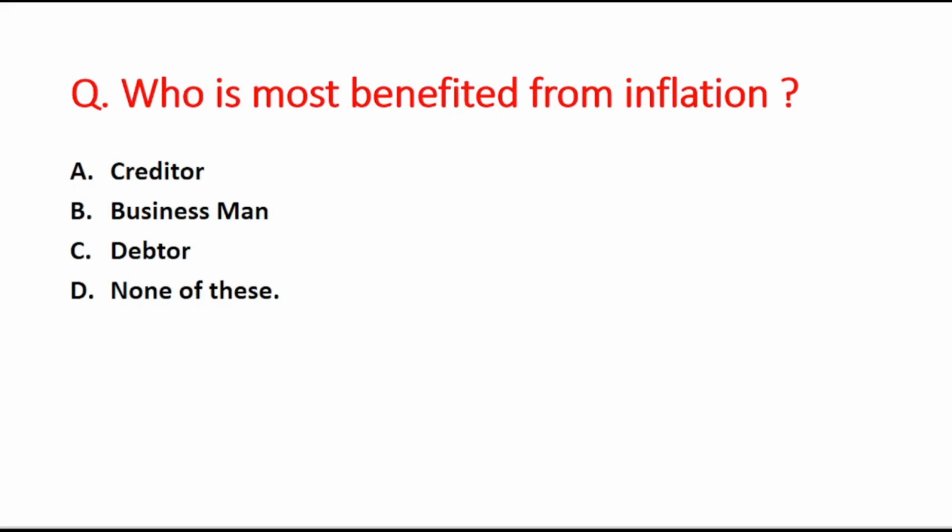Next question is, who is the most benefited from the inflation? A option is creditors, B option is businessmen, C option is debtors, and D option is none of these. The right answer is option C, that is debtors.